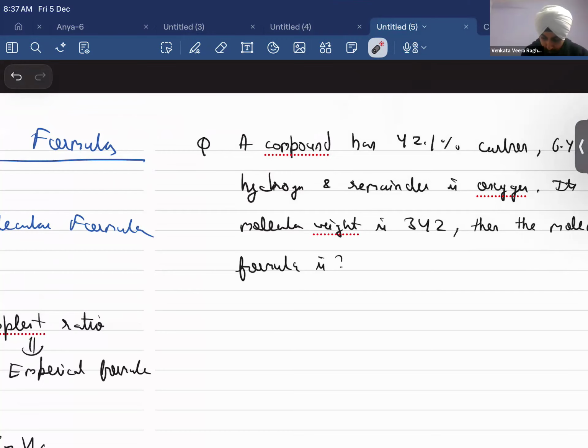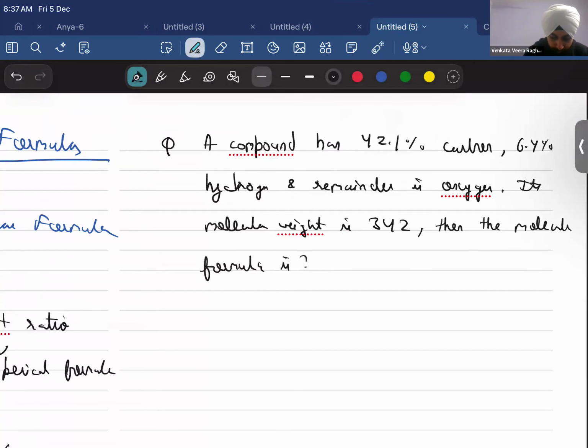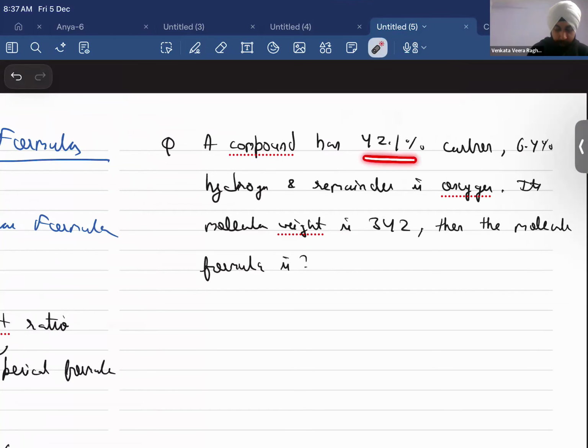Let's begin with this. I was saying to you guys that they might give you either the percentages or the remainder percentage, which we can calculate from here, or they might give you grams as well. It doesn't matter to us whatever they are giving. We have to use the same trick to do this type of question.